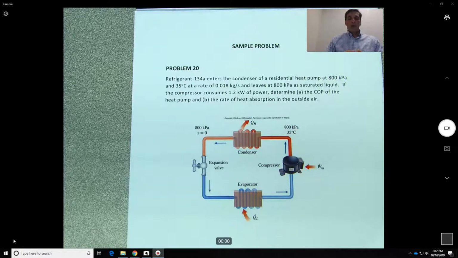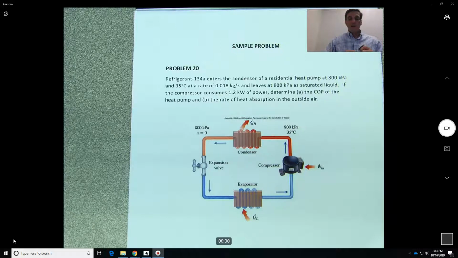Okay, so welcome back. In this video we'll be solving basically this problem, which is about a refrigerant liquid that enters a condenser of a residential heat pump at a certain pressure and certain temperature, so 800 kilopascals, 35 degrees Celsius, and they give you the mass flow, which is 0.018 kilograms per second.